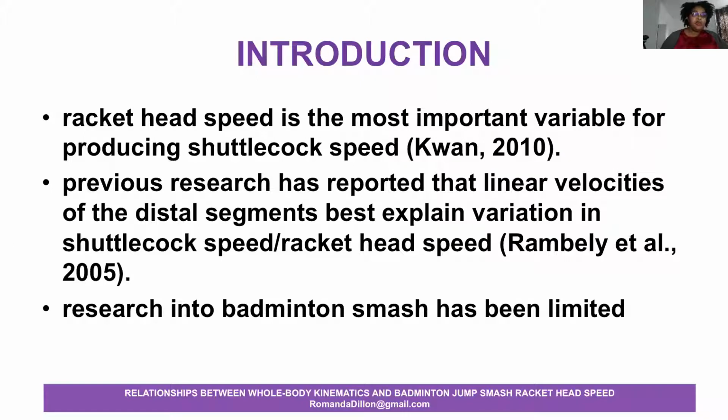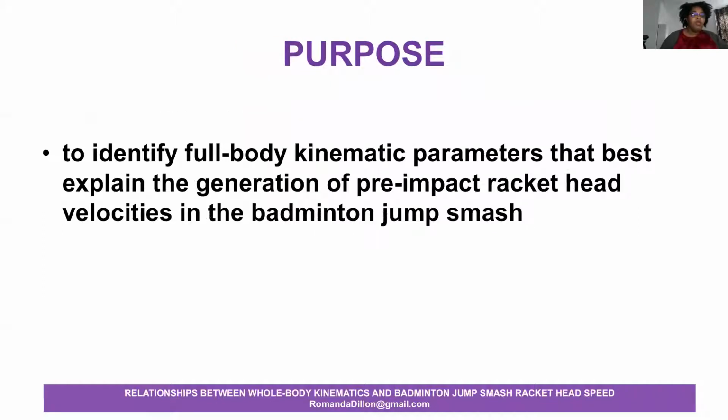Previous research has reported that linear velocities of the distal segment best explain variation within shuttlecock and racket head speeds. However, it is unclear how those distal segment velocities, and therefore the racket head and shuttlecock speeds, are generated. While badminton is a popular sport, few studies have investigated the kinematic determinants of the racket head speed within a badminton smash by elite players. To identify full body kinematic parameters that best explain the generation of pre-impact racket head velocities within the badminton jump smash was the purpose of this study.